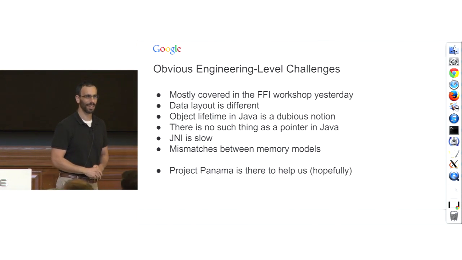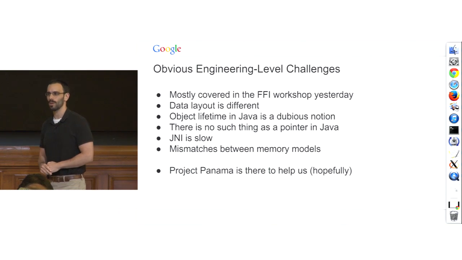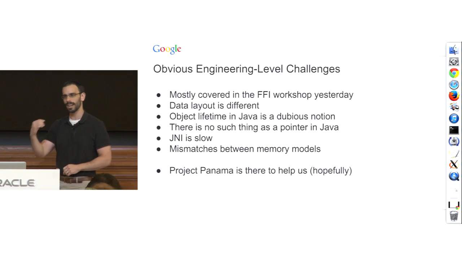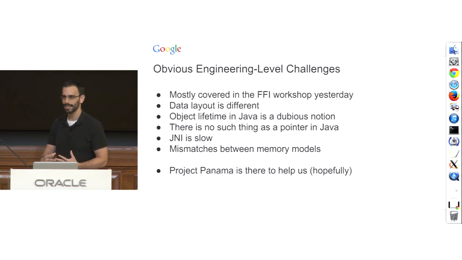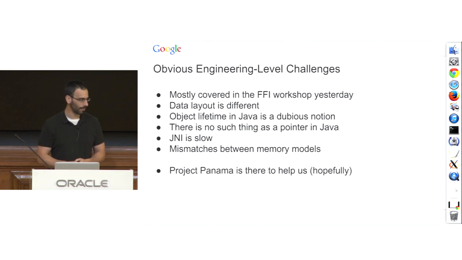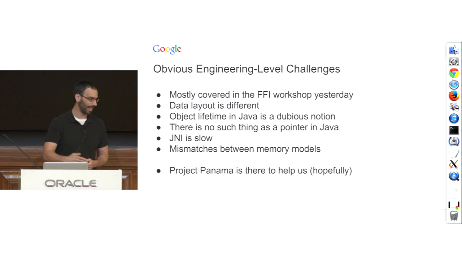There are mismatches between the memory models. We had this big memory model conversation earlier today, and, well, mismatches may not be the right word. It is important for a C++ programmer and a Java programmer to understand what to expect when they share memory across multiple threads, or what guarantees they're going to get.